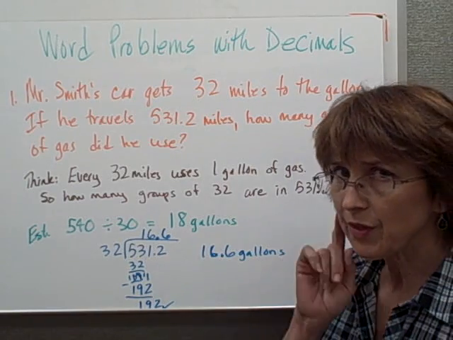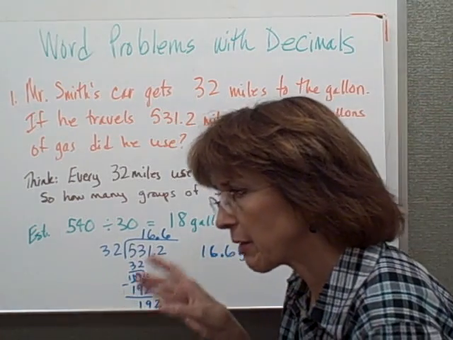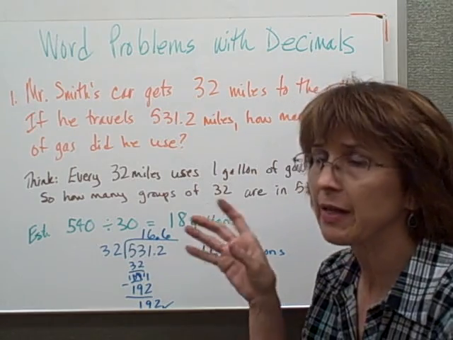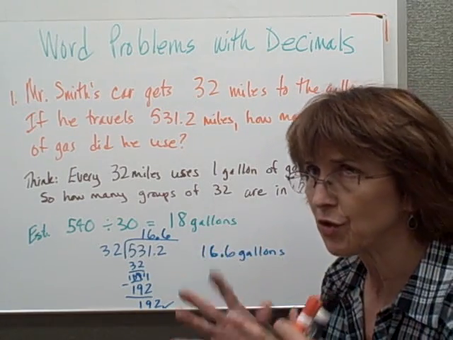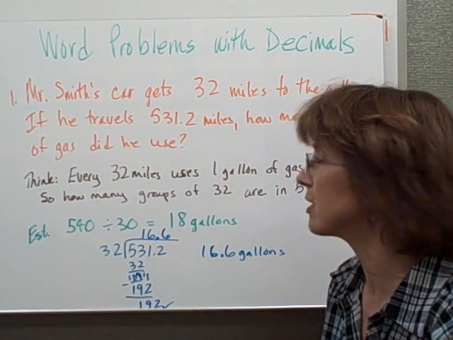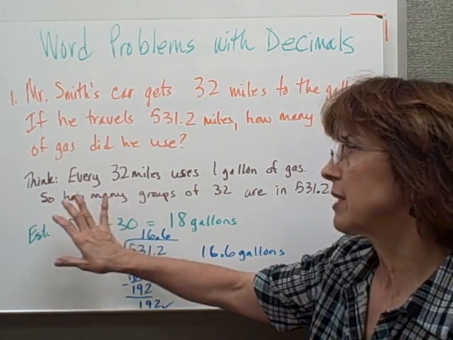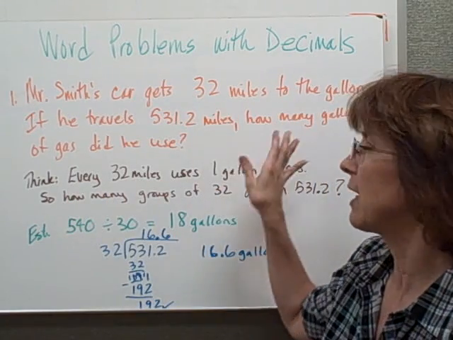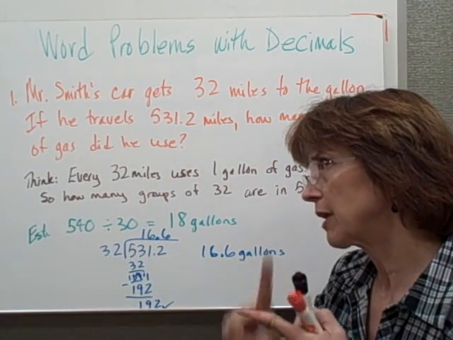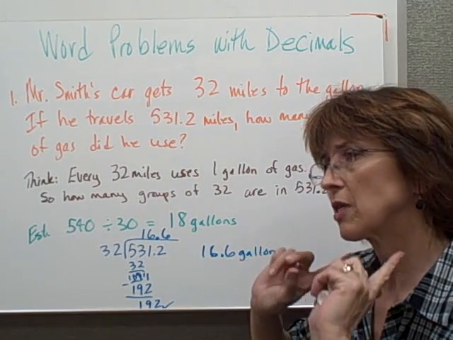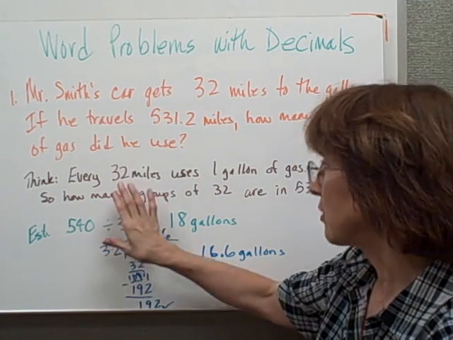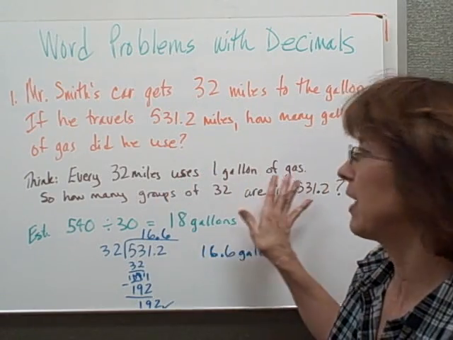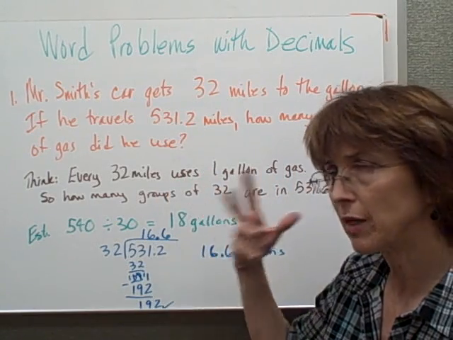All right, so with each of these problems, you want to think practically about what am I really trying to solve here, and then estimate, and then work it out. If you can do those three steps, I think you'll be more successful. So I'll think to myself, 32 miles to a gallon means every gallon of gas that he buys, his car is able to go 32 miles. So every 32 miles uses 1 gallon of gas. It's another way of saying it that might be more helpful.